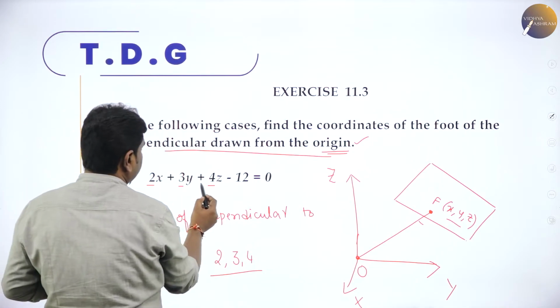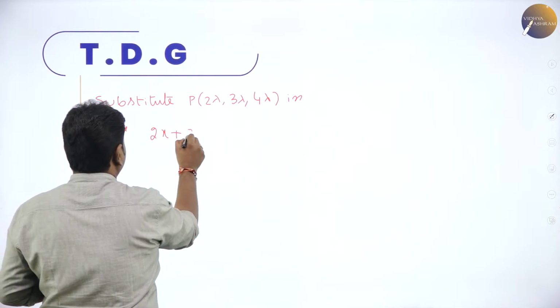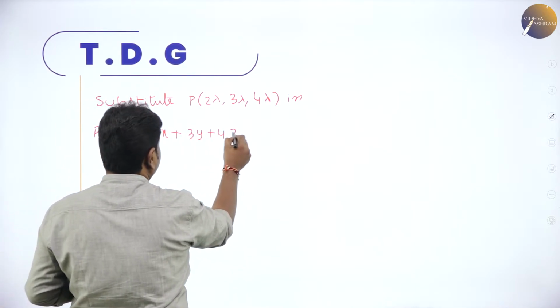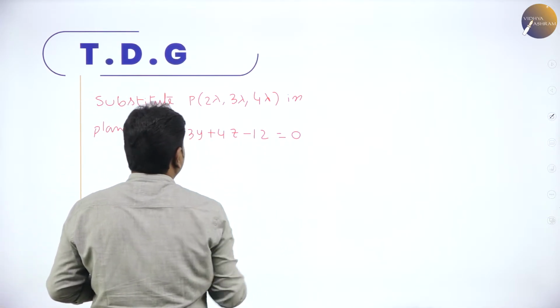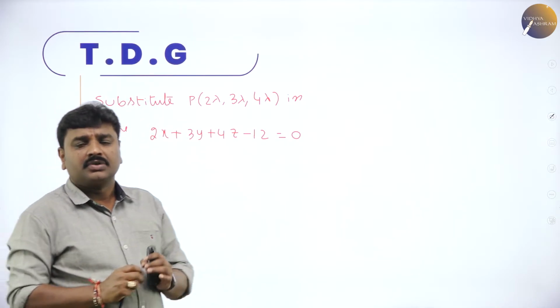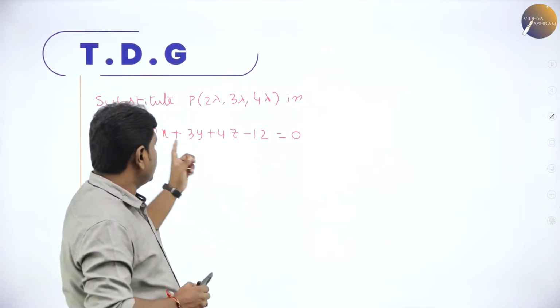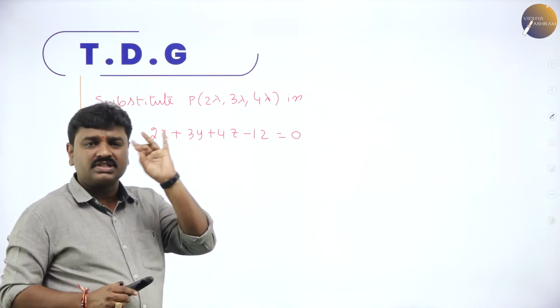They give the plane 2x plus 3y plus 4z minus 12 equal to 0. So in the place of x, y, z, we substitute the point in the plane. What does substituting a point mean? In the x, y, z place, we put the x coordinate, y coordinate, z coordinate.